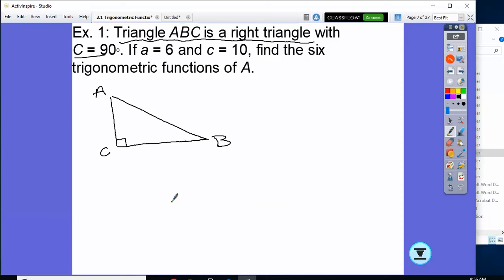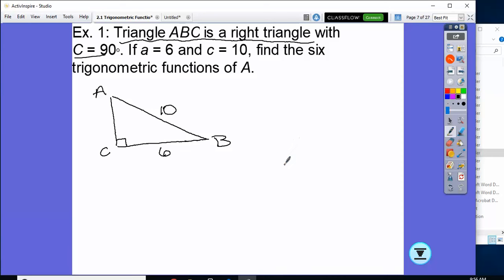The most common mistake here is in labeling. If A equals 6, where would I put that? It goes across from angle A. So in my picture, it would be on the bottom. C equals 10, that's across from angle C, so that's the hypotenuse.